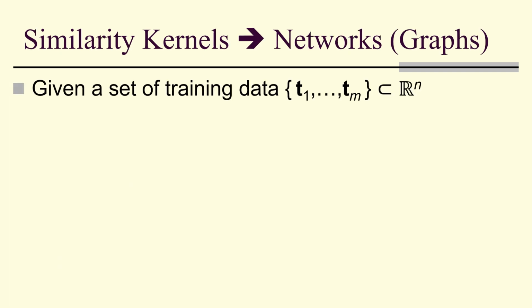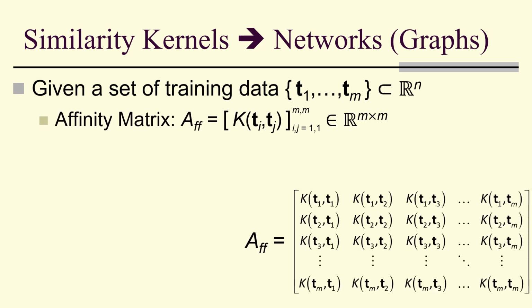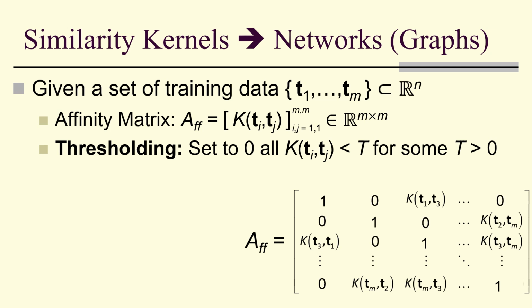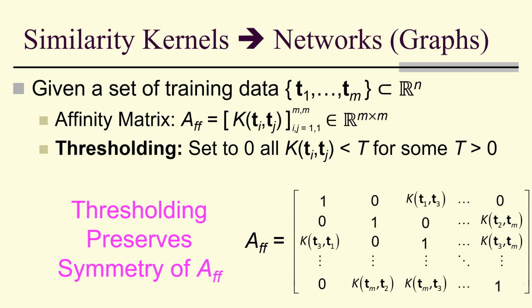In particular, suppose we have a set of training data, t1 to tm, a subset of R^n. Then we can create an affinity matrix out of the evaluations on the ti, tj pairs from the training data. Notice we get a symmetric m by m matrix, symmetric because the kernel is symmetric. On the diagonal, it's all evaluations at t1, t1, t2, t2, and so on, so the diagonal is equal to 1. Now we can do what's called thresholding, where we set all the coefficients to 0 that are less than some capital T greater than 0. This actually preserves the symmetry of the affinity matrix.